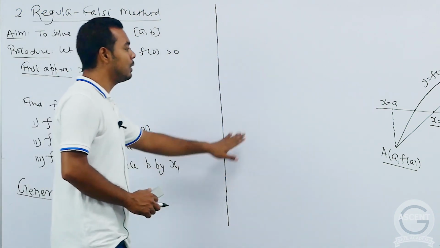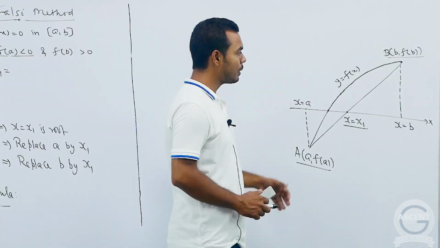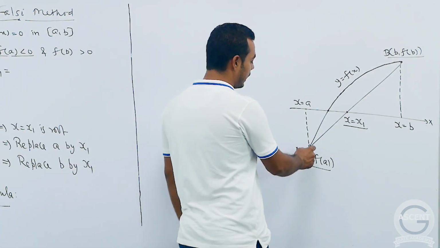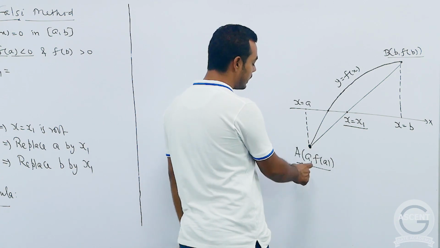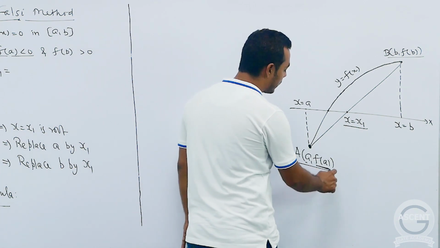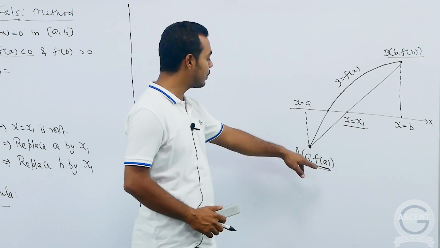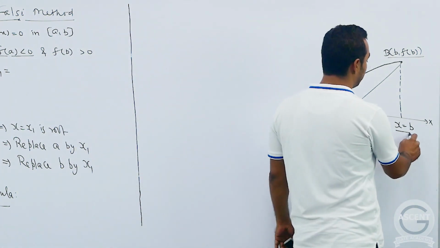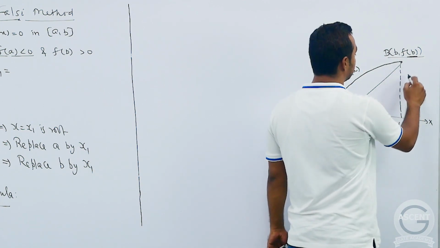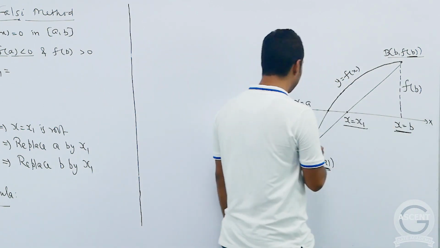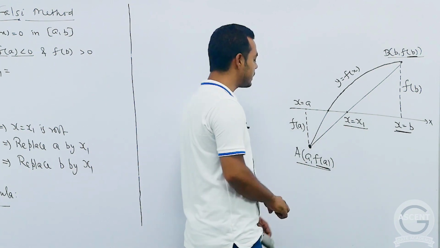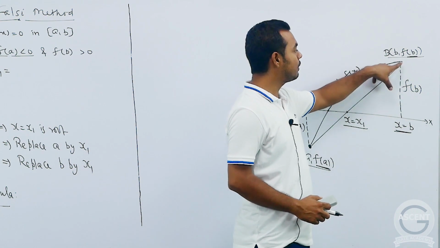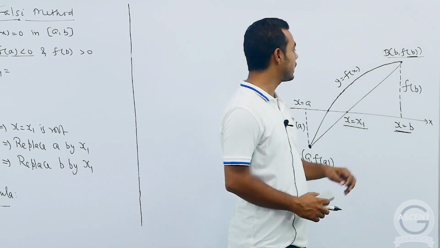Now in the secant method, first let me explain the basic idea. Say these are the 2 points a and b. This point is where x is a and the value of y is f of a. Since f of a is negative, I have taken this point below the x-axis. And the second point is x equals b, and at b the value of the function is positive. This height will be f of b and this height will be f of a. Since f of a was negative, point a is below the x-axis and f of b is positive, therefore point b is above the x-axis.